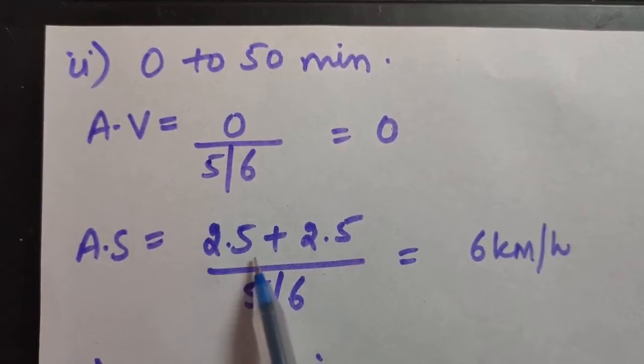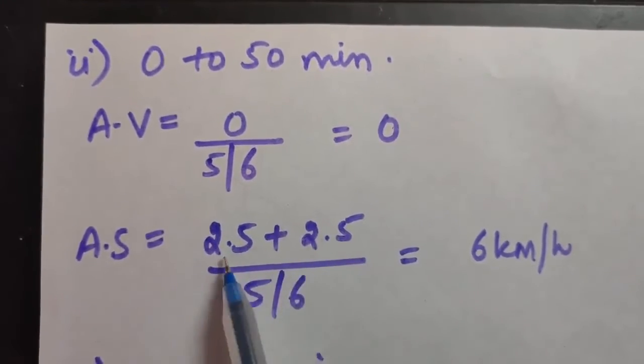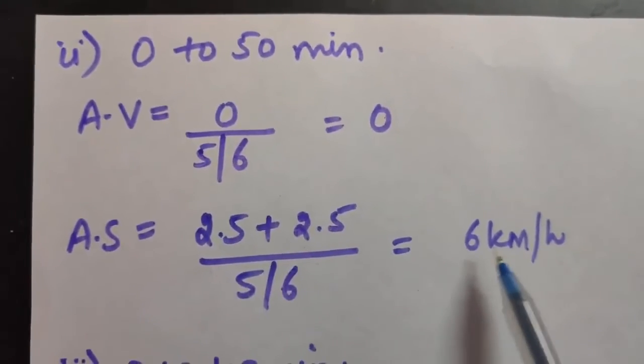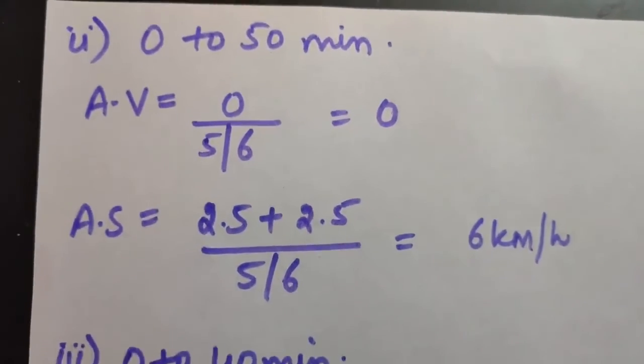See, this is the distance in going and this is the distance in coming back. So total distance upon time. So you will get average speed to be 6 km per hour in this case.